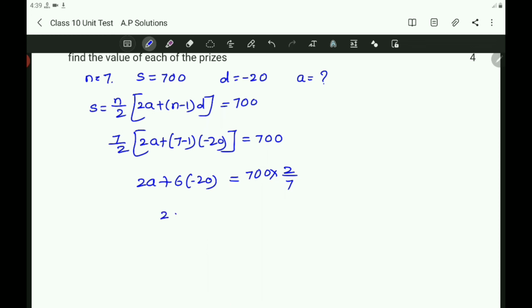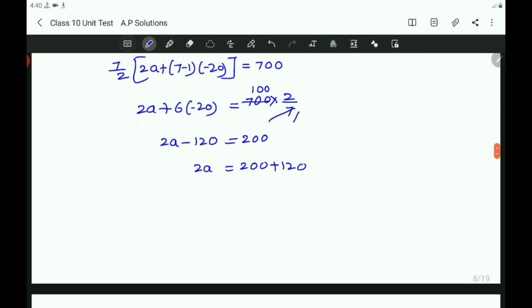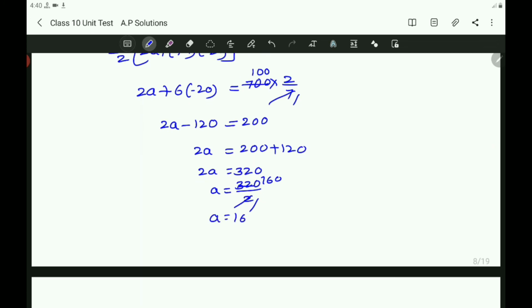Then 2A, you write 2A plus. Here plus into minus becomes minus. Then you write minus 6 2s are 12, minus 120 equals 7 1s are 700, 100 into 2, 100 into 2 is 200. Then it is 2A equals 200 plus 120. So write 2A equals, what is the sum of 200 and 120? That is 320. Then A equals 320 divided by 2, which is 160. A equals 160 you got.